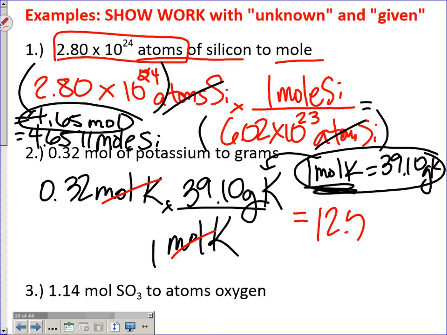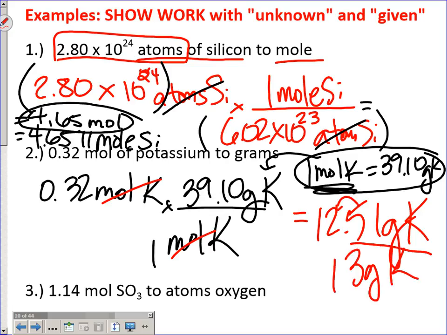12.51. Okay. And how many sig figs should I have here? 2. So what should I round to? Right. So 12.5. The 5 rounds the 2 up. So that's 13 grams of potassium. 13 grams of potassium is your answer. Okay. So far, so good.